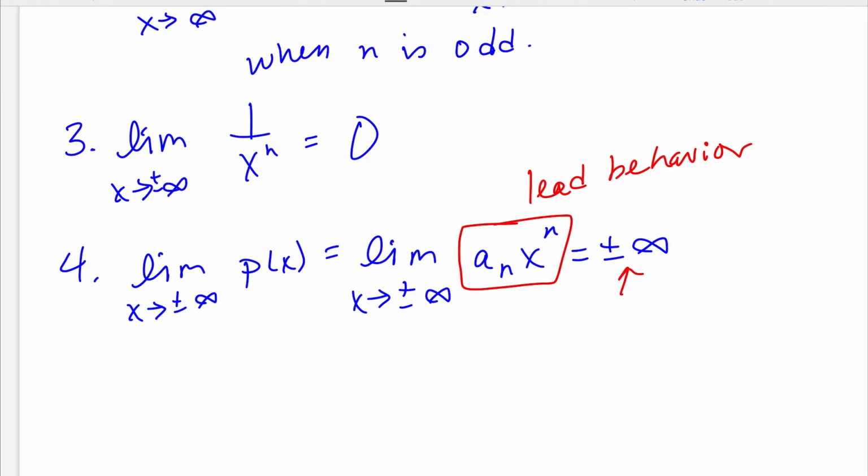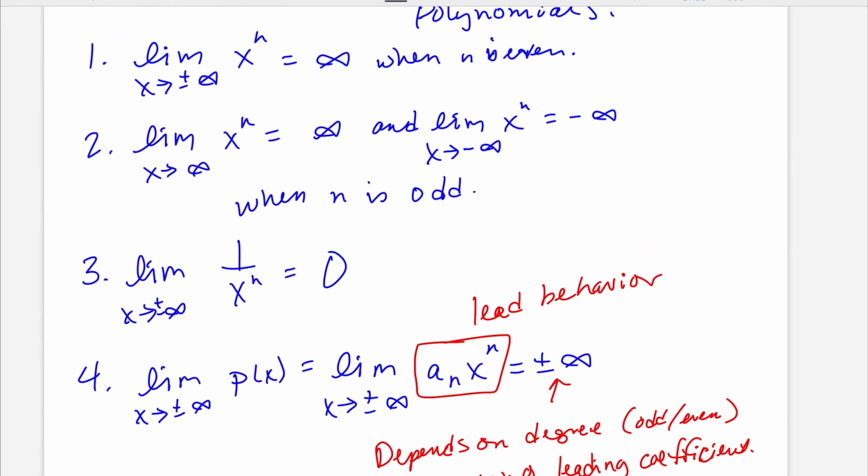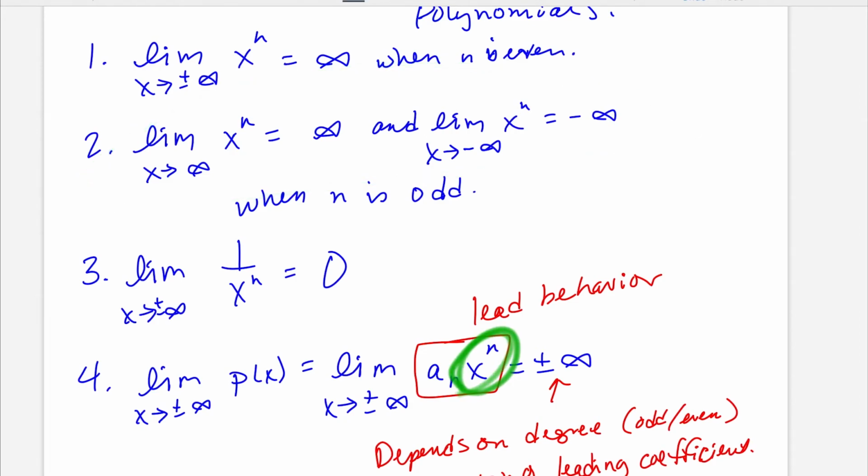This depends on degree. If it's odd or even, right? If it's odd or even degree, that n, your degree is your n, right? Depends on your degree. If it's odd or even, and the sign of that leading coefficient. So you're talking about odd or even, squeezing this in, back up here with this concept.